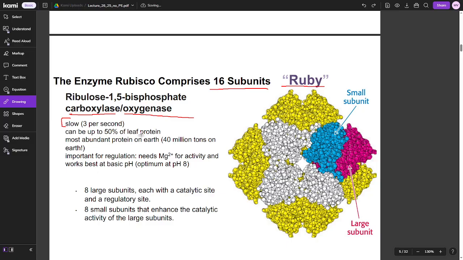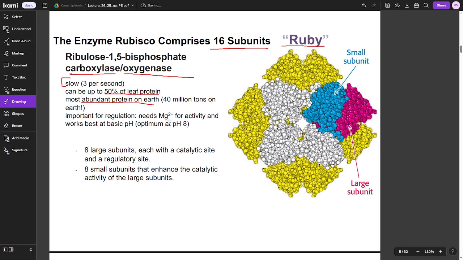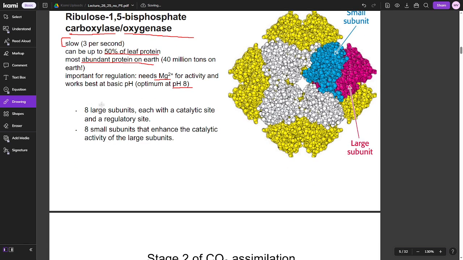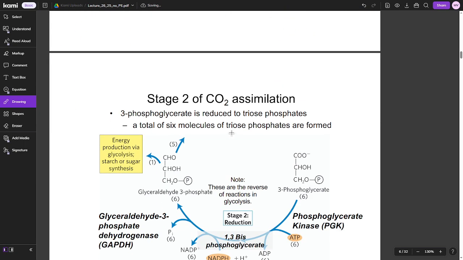It can be up to 50% of the leaf protein, and it's the most abundant protein on Earth, which is cool. In terms of cofactors, you should know that it needs magnesium and it works best at a basic pH, so optimum pH 8. You have 8 large subunits with catalytic sites and regulatory sites, and 8 smaller ones that enhance the catalytic activity of the large subunits. So you have 8 supporters and 8 main ones, basically.